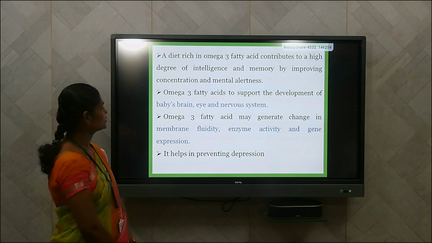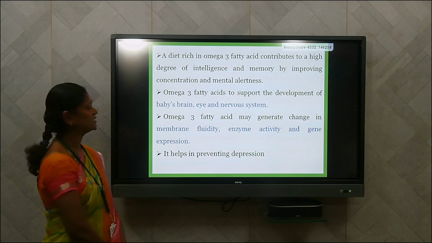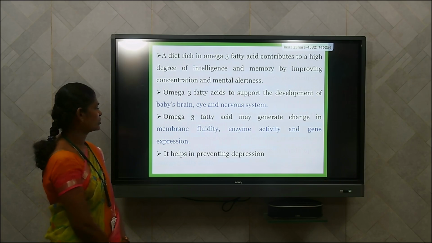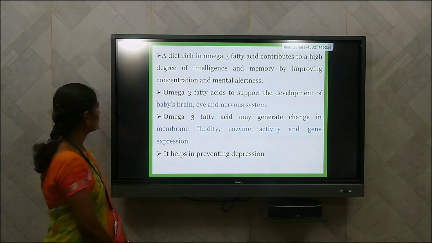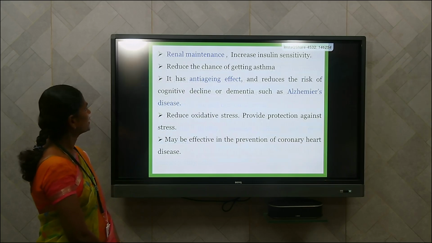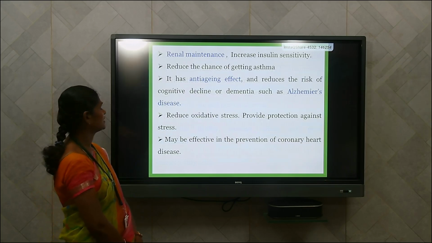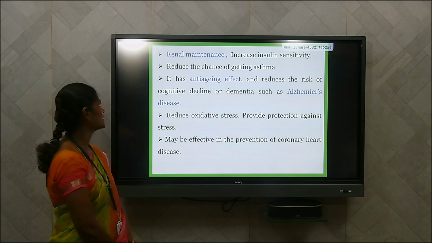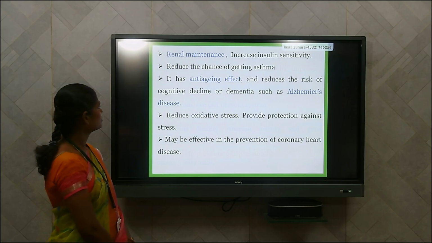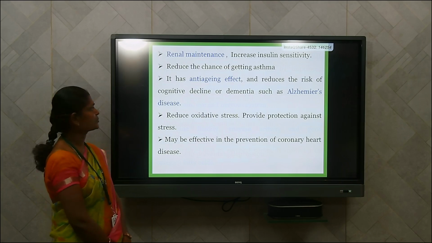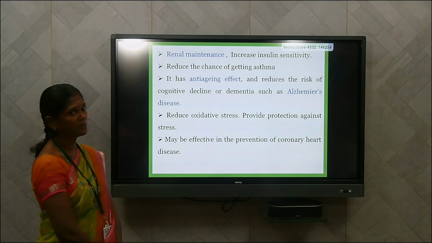This also generates a change in membrane fluidity, enzyme activity, and gene expression, and it helps in preventing depression. Next, omega-3 fatty acid is also involved in the renal mechanism. It increases insulin sensitivity and also reduces the chance of getting asthma. It has an anti-aging effect, especially during old age, and also reduces the risk of cognitive decline or dementia.